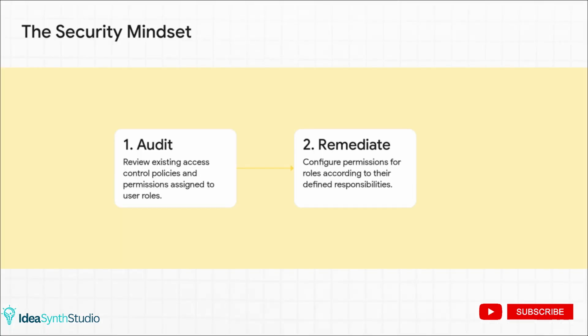And you guessed it, this brings us right back to our security mindset. You have to constantly audit those permissions. Is anyone walking around with a key they don't really need? That's how major insider threats happen. So you remediate, making sure every single role has only the minimum access necessary to do its job. We call this the principle of least privilege.